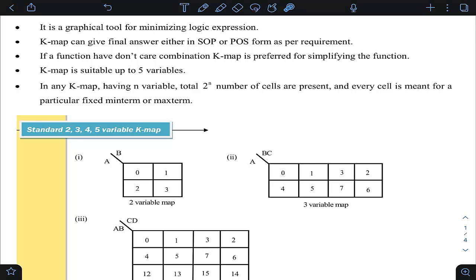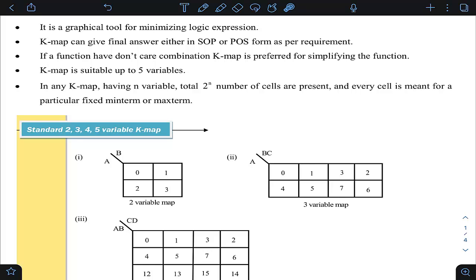So what is the technique to solve the problem if we have 6, 7 or 10 Boolean variables? In that case we make use of something known as the Quine-McCluskey method, or tabular method. When the number of variables is more than 5, K-map is not convenient because of complexity. Boolean algebra also has complexity, so we make use of the tabular method to handle those cases.